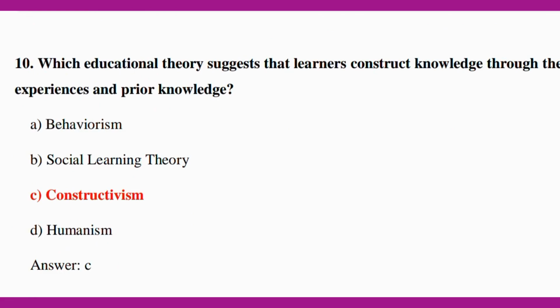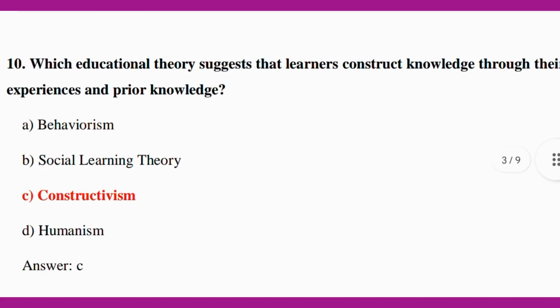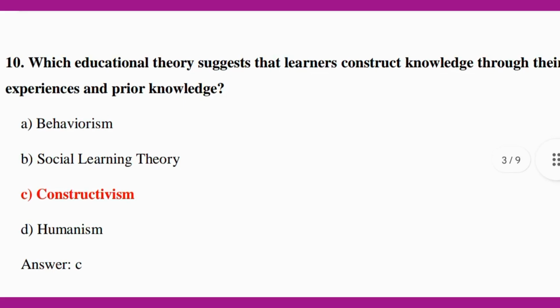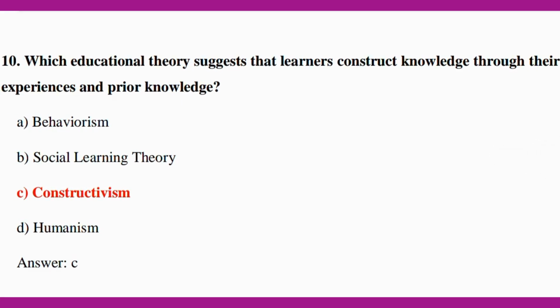Question number 10. Which educational theory suggests that learners construct knowledge through their experience and prior knowledge? Option A, behaviorism. Option B, social learning theory. Option C, constructivism. Option D, humanism. The correct option is option C, constructivism.